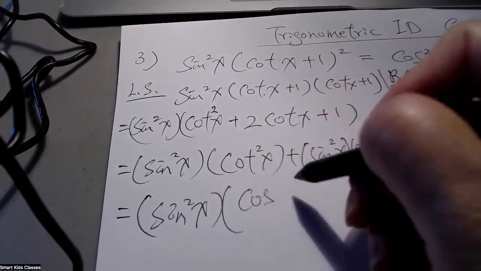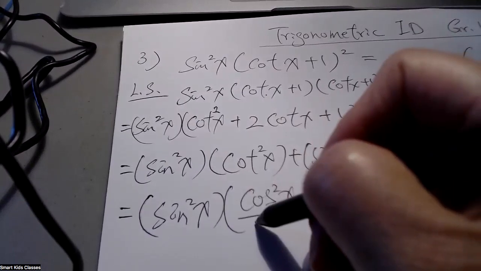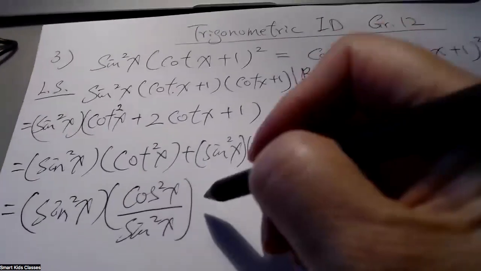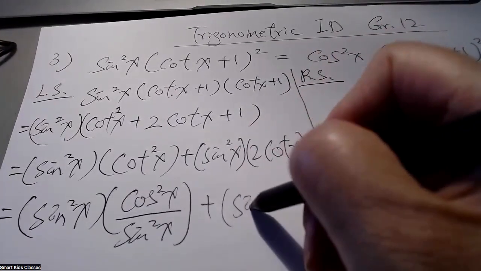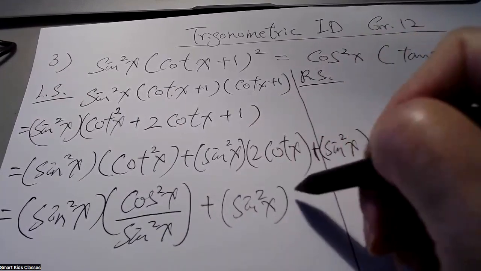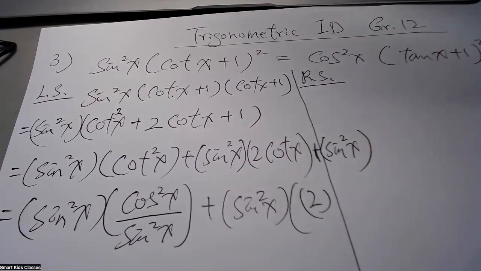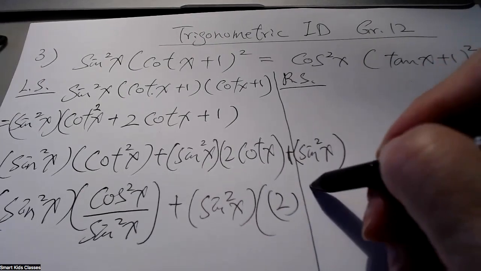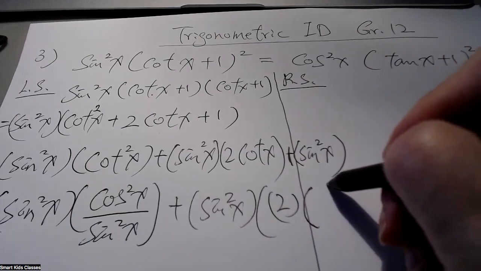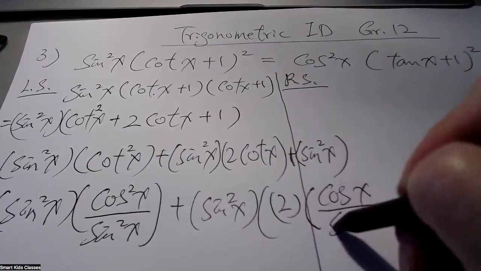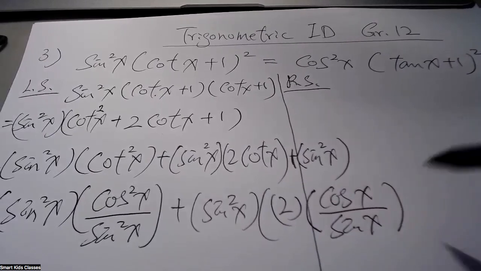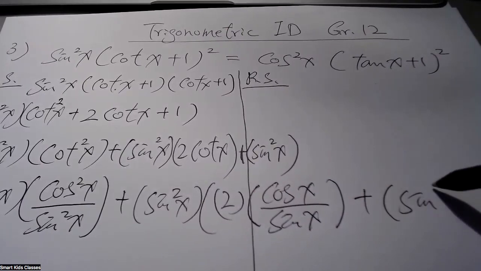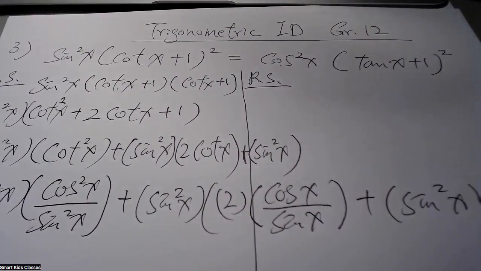So cotangent square x is cosine square x over sine square x. Now addition, so sine square x times 2. We write a 2 here. We need to extend the line here. So cotangent x will be cosine x over sine x. So the last one is a singular term. We write it over a sine square x.